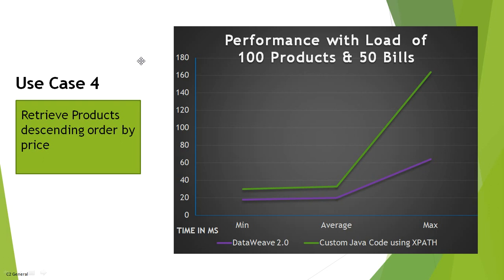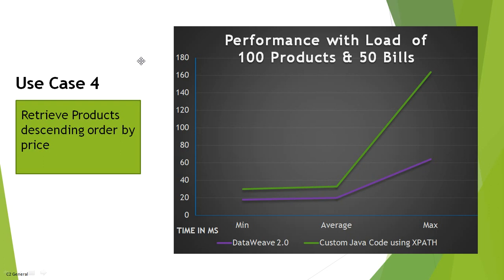So out of these four use cases, you can see that in two use cases, DataWeave is taking half of the time which would be required by custom Java code. And in the other two use cases also, DataWeave is equal to, or marginally less than, the Java custom code. And that marginal difference goes on increasing if we increase the load. So in terms of processing performance, DataWeave is much better than the Java custom code. So far we have talked about performance as the key differentiator.